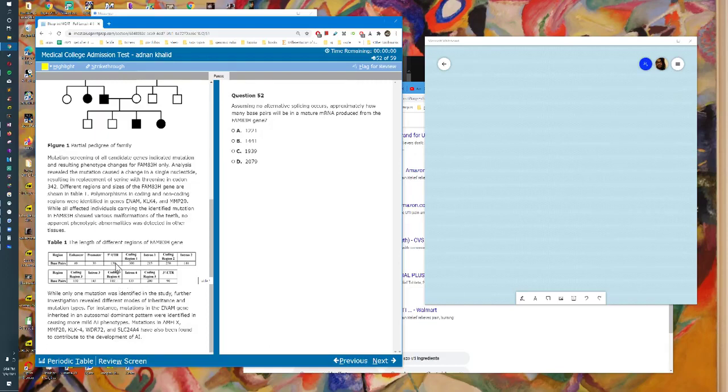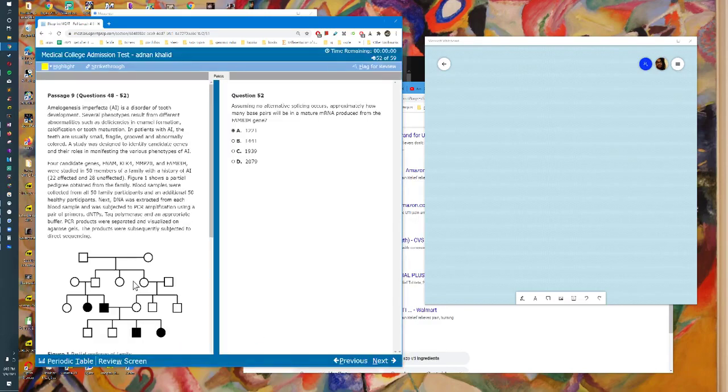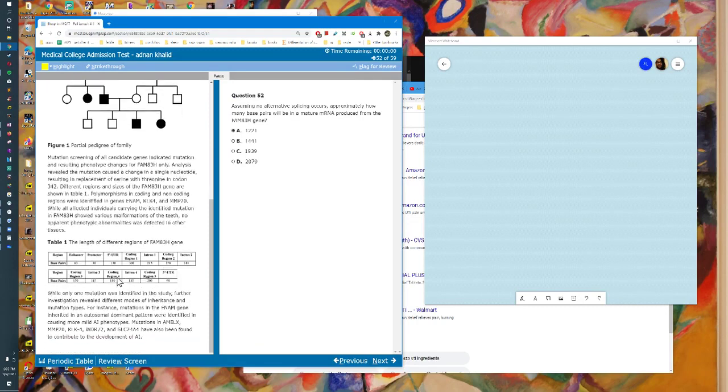200, 400-ish, like 600, like 1,000, I don't know, something like that. Wait, coding region 3? 150, yeah, okay, whatever, that works out.